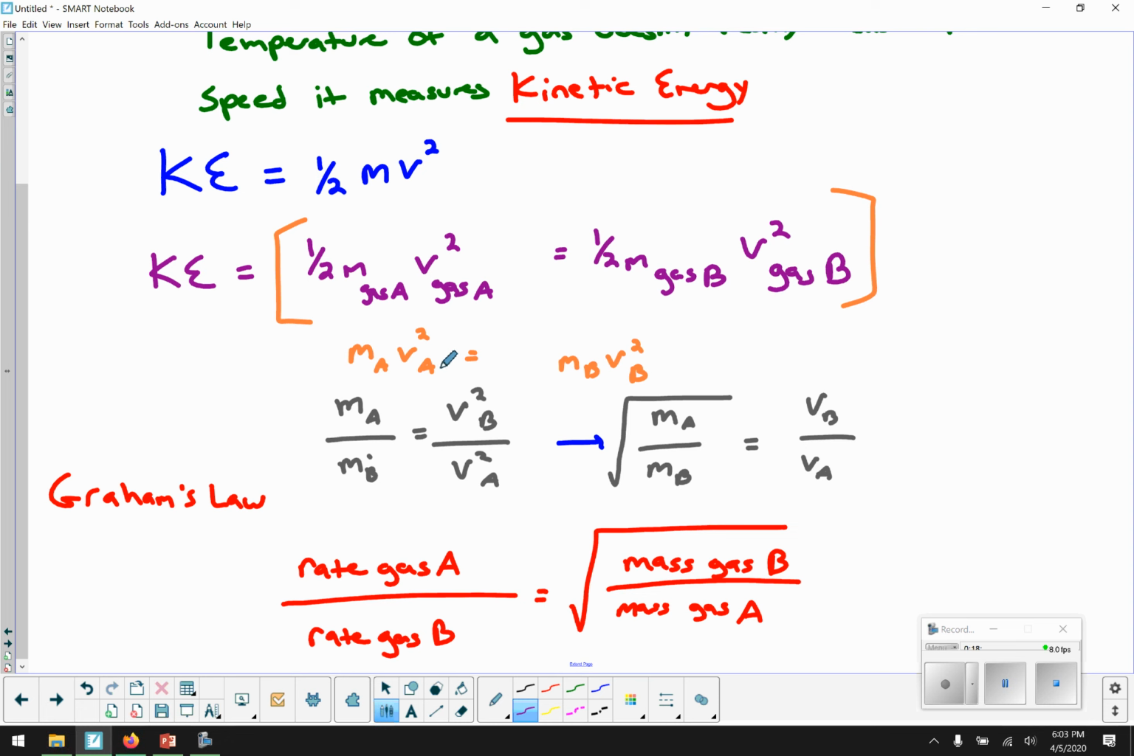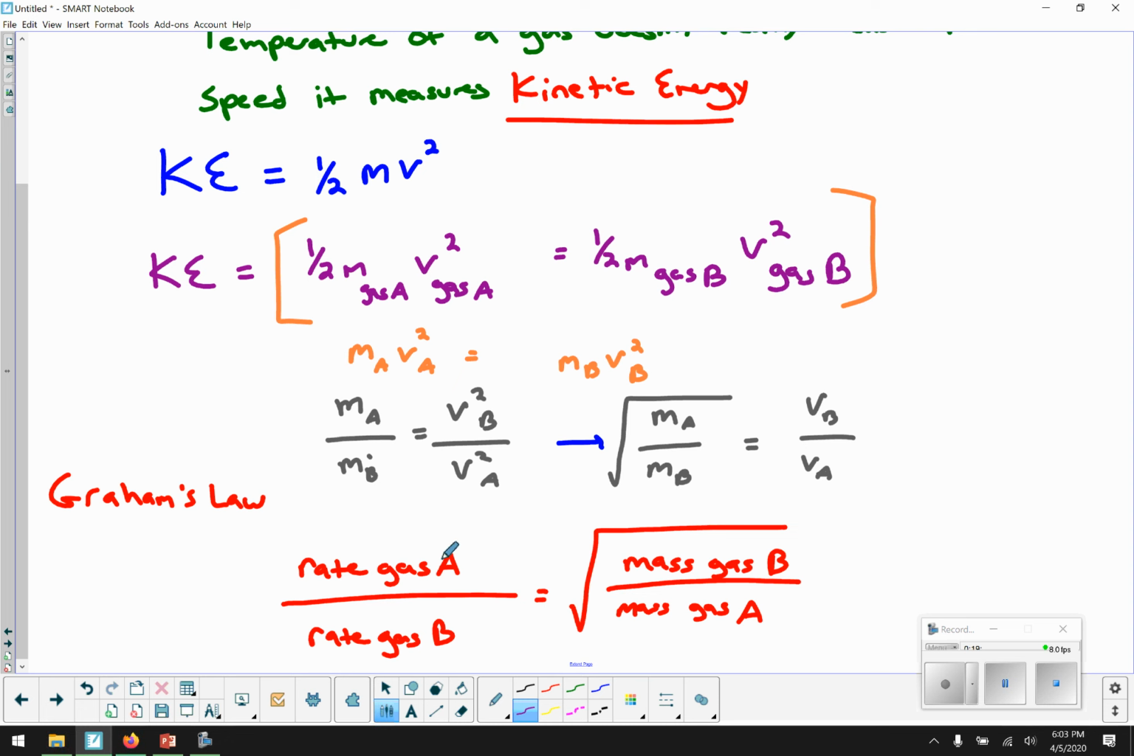And then, to get rid of the square, this is how Graham did it. I don't know if it's better to have the square or the square root, but to get rid of the square on the side with the velocities, we took the square roots of both sides. So Graham's law as written out here at the bottom is the rate of gas A. That's rate of effusion or rate of diffusion, and more or less speed. We can count speed as a rate there. It's less accurate with speed, but barely and within reason for most situations.